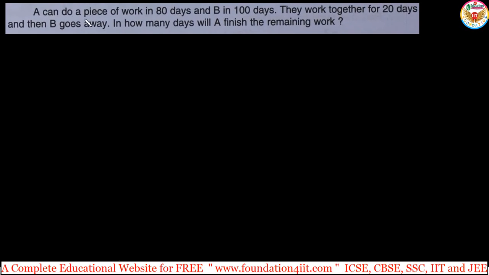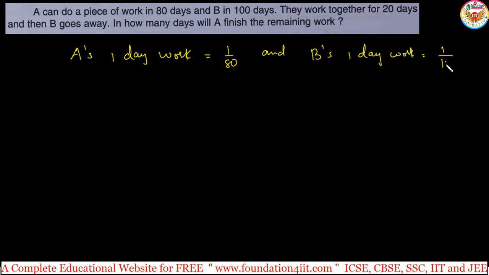See one by one. Here is the question. A can do a piece of work in 80 days and B in 100 days. Right? That means A's 1 day work, so he can do in 80 days, so 1 day work is 1 by 80. And B's 1 day work, according to this, B in 100 days, so B's 1 day work is equal to 1 by 100.